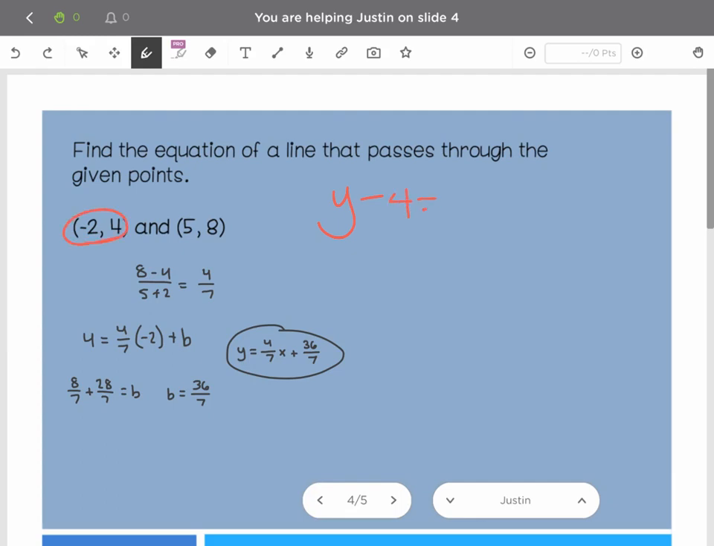y minus 4 equals the slope, which is 4/7, times x minus -2, which becomes +2. I get y minus 4 equals 4/7 x plus 8/7, and then add the 4 to the other side, or 28/7, and I get y equals 4/7 x plus 36/7. So either way you do it, same answer. Just again, be careful with your fractions. Silly mistakes get made there.